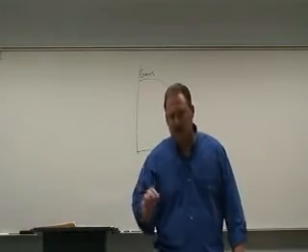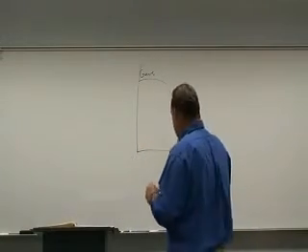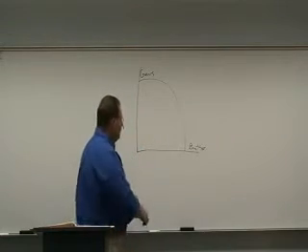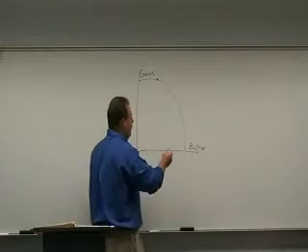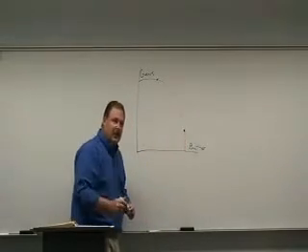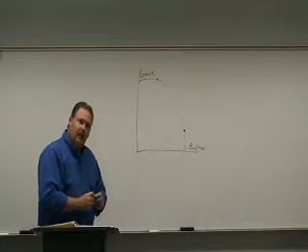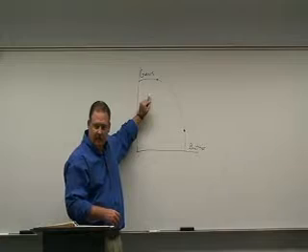If I want more guns, I have to give up more butter. There's an allocation there that we're talking about. I can go from a lot of guns and a little bit of butter all the way to very few guns and a lot of butter. All this tells us is where our maximum is. Okay?